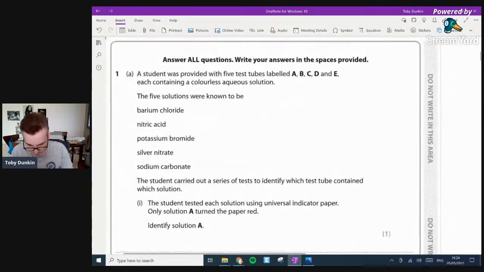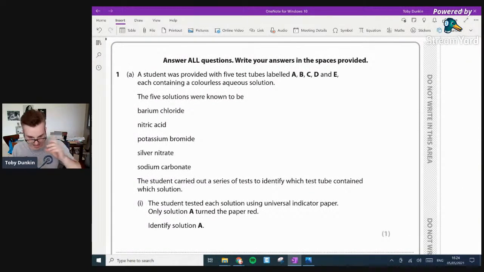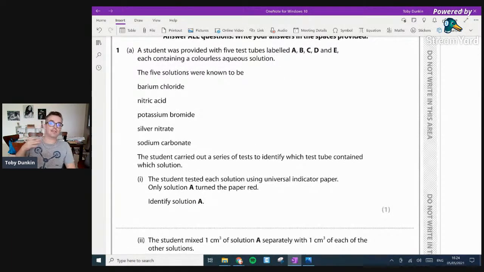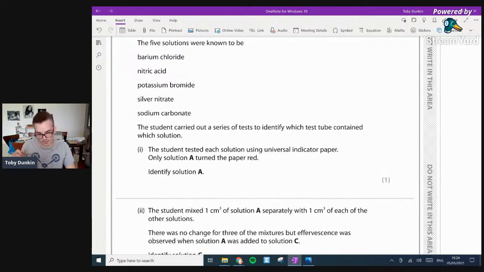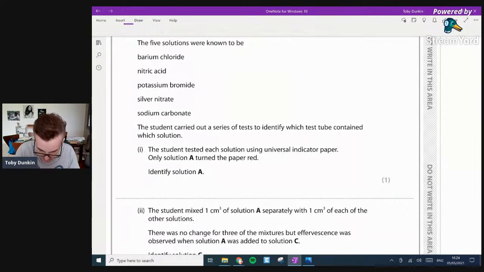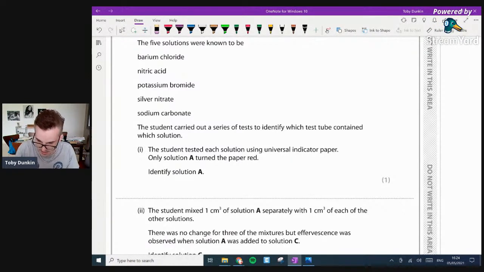Okay, so paper 3. Okay, so a student was provided with 5 test tubes labeled A, B, C, D, and E, each containing a colorless aqueous solution. So no transition metals here whatsoever. It's quite nice to know. The students tested each solution with a universal indicator paper. Only solution A turned it red. So that tells us it's going to be an acid. So solution A is nitric acid. Nitric acid. Nice and easy. Dead easy start, that, guys. I mean, heck, that's technically key stage 3. Look for the acid, spot the acid.